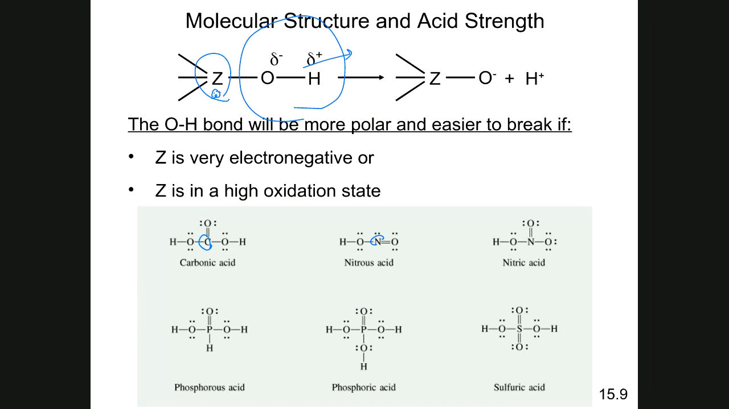So between these two, nitrous acid and nitric acid, which one is stronger? There is no change in electronegativity, but oxidation number is different. This one has 3 oxygens attached to it, is more oxidized, so a stronger acid. Nitric acid is stronger than nitrous acid. Nitric acid is actually one of the 6 strong acids, but nitrous acid is a weak acid, not one of the 6 strong acids.